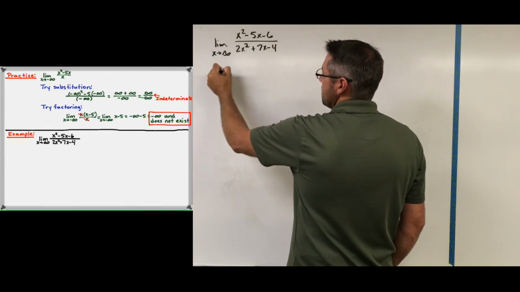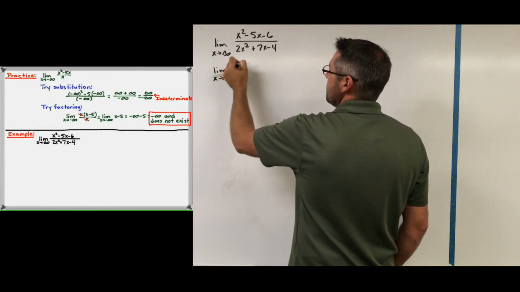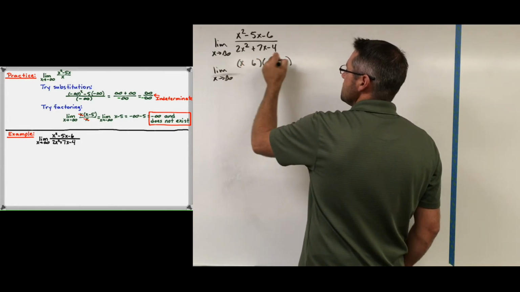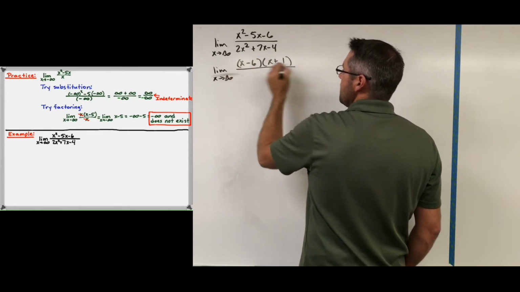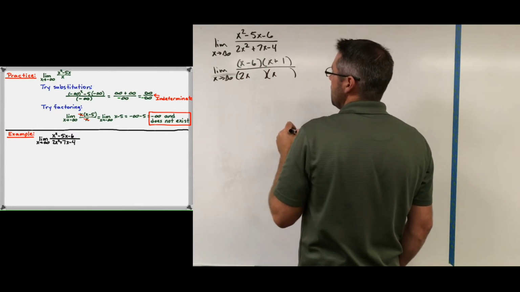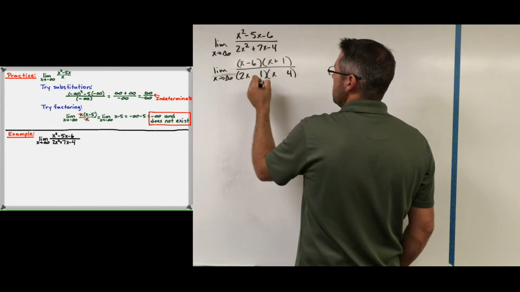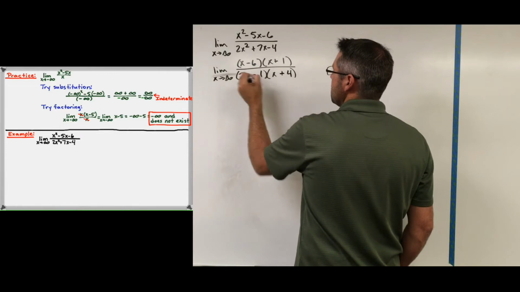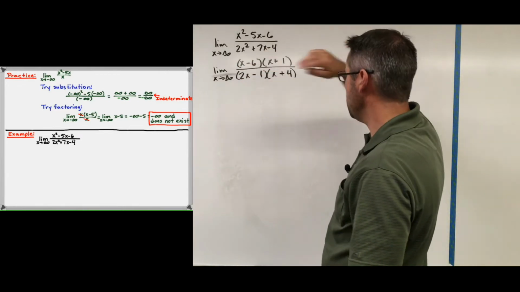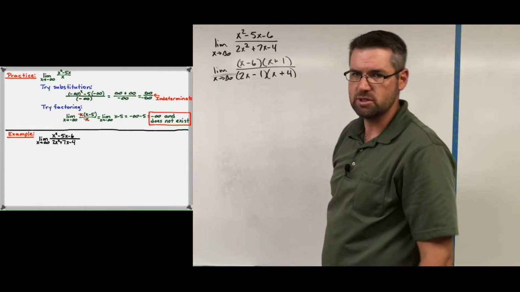Well, let's try factoring. The limit as x approaches infinity of x, let's say 6 and 1 is the correct factors there. And then on the bottom, we have a factor that has a 2x in it and an x on the other one. We know that that's going to be 4 and 1. And that's going to be positive and negative. So those are my factors there. So I've got x minus 6 times x plus 1 and 2x minus 1 times x plus 4. Uh-oh, nothing reduces.